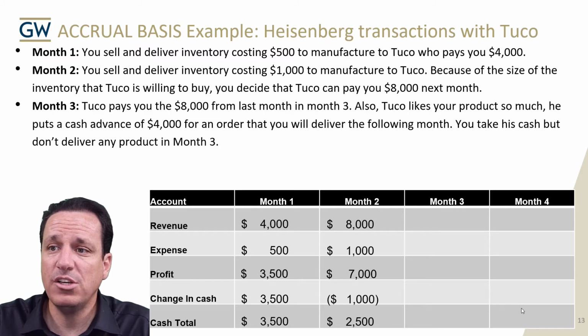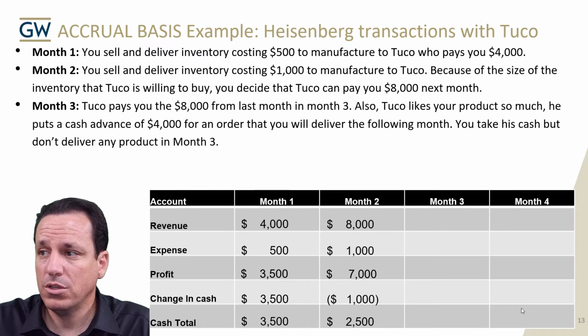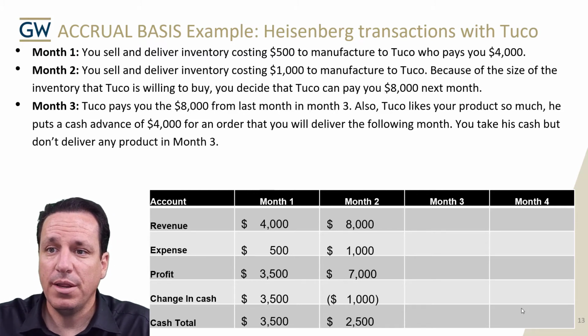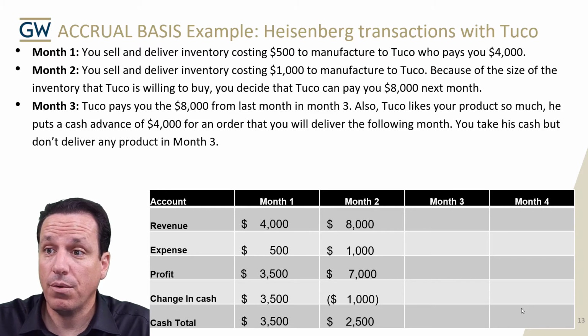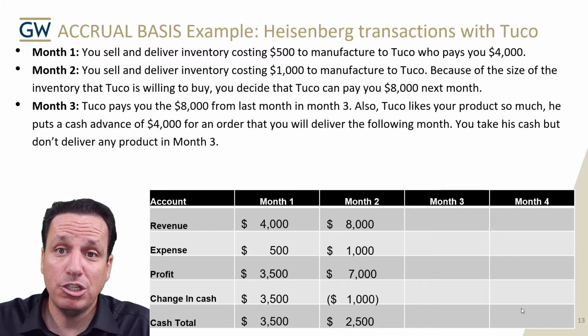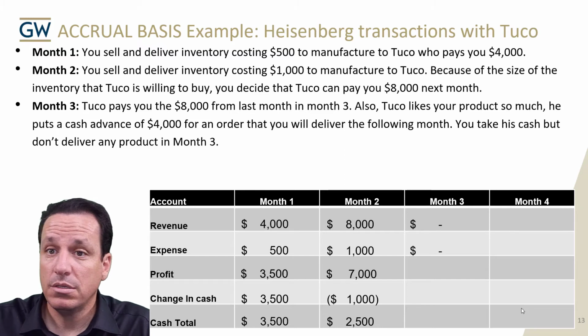All right, so Tuco pays you the $8,000 from last month in month 3. Also, Tuco likes your product so much that he puts a cash advance of $4,000 for an order that you will deliver in the following month. You take his cash advance, but don't deliver any product in month 3, all right? So he pays you a bunch of money in month 3, but you don't make any product and you don't sell any product. So how much revenue do you have? 0. What's your expense? 0, right?